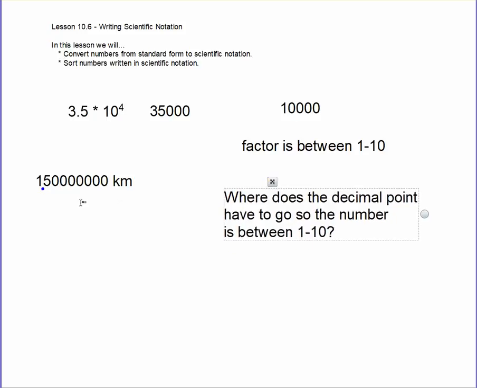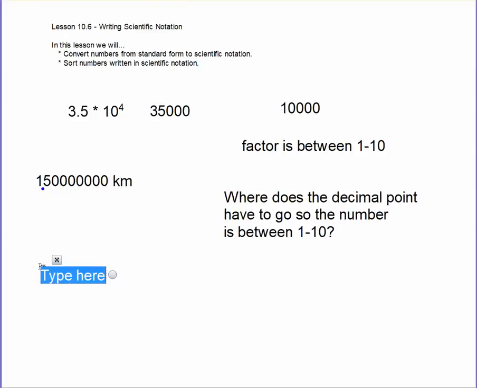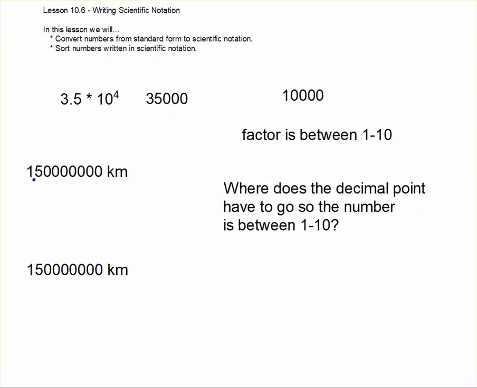So in this case, the decimal point has to go right there. Now we're going to say, all right, that's our first question. Now the next question is, where was the decimal point before? And when you write the number again, where does it have to go, or how many jumps does it have to make to get there? I'll talk about the power in a second.